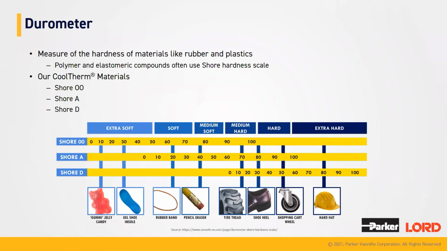And for thermal management materials as a whole, and specifically Parker Lord's thermal management materials, everything pretty much falls on the Shore 00, Shore A, and Shore D scale. Now, Shore 00, as you can see in the plot below, is definitely on the soft side, and Shore A and Shore D are on the harder side. And so our silicone products generally fall in that Shore 00 range, and then the acrylic, epoxy, and urethane products fall on the Shore A to Shore D range.